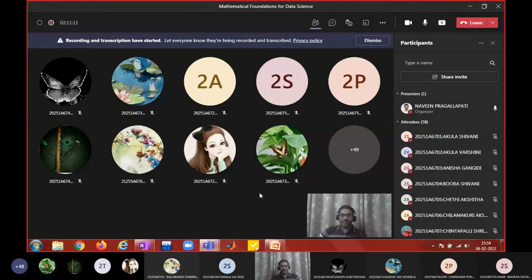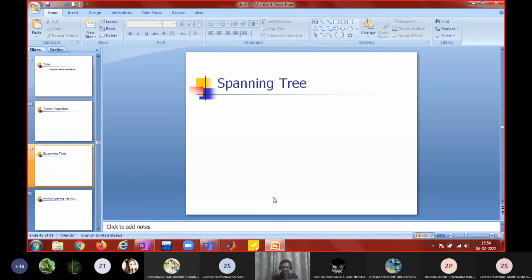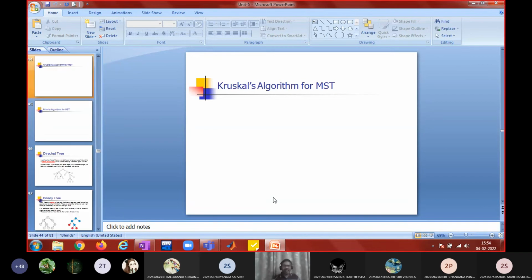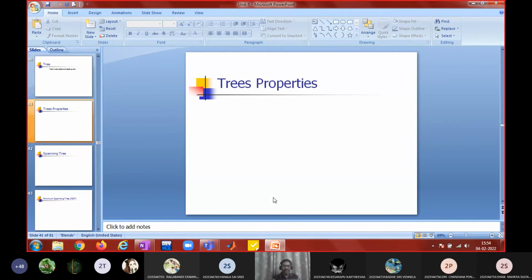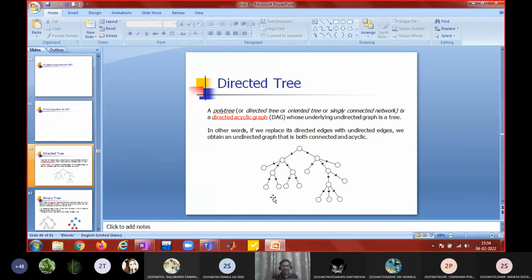Okay. So I'll just discuss a few more types of trees so that this discussion on trees will be over. So we discussed minimum spanning tree. We discussed tree and its properties, spanning tree, minimum spanning tree, Kruskal's algorithm, Prim's algorithm. Now what is a directed tree? You just see the definition.